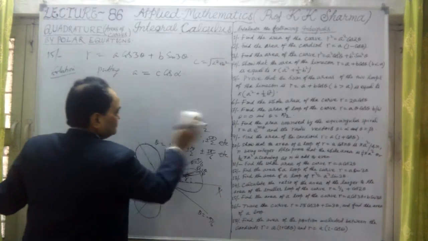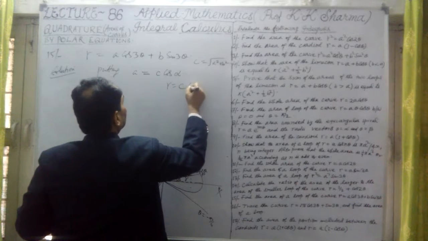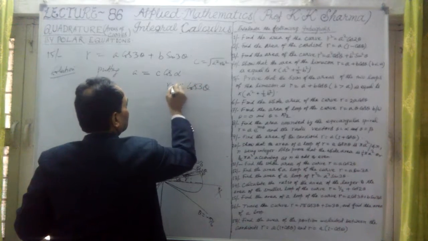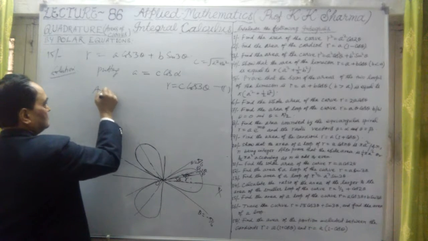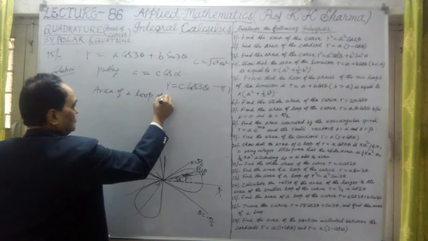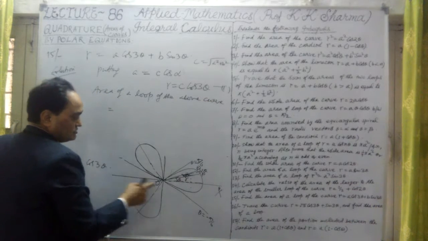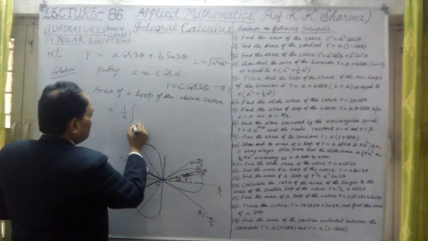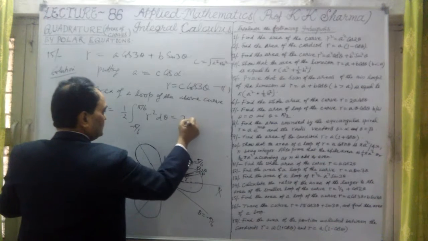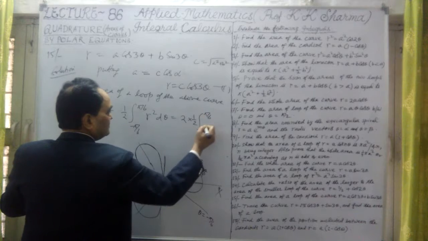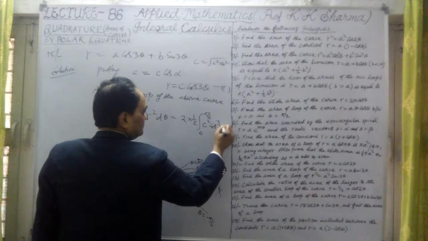Now let me take what is the area of this loop. We have taken r equal to c cos 3 theta, and this is the loop described here. So the loop is between these two limits, minus pi by 6 and pi by 6. The area of a loop of the above curve is equal to the integral from minus pi by 6 to pi by 6 of half r square d theta. So this is equal to twice, taking the half, 0 to pi by 6 limits, c square cos square 3 theta d theta.